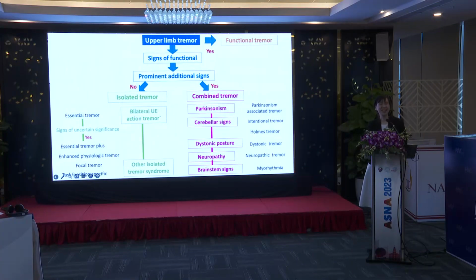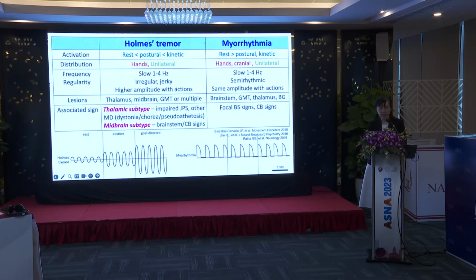Holmes tremor, right? Because this is a combined tremor, which has a tremor with the cerebellar side as well as the brainstem side, and the tremor occurs at rest and increases with action. This is a table that can explain the characteristics of Holmes tremor, which looks like myorhythmia. Holmes tremor and myorhythmia are really slow frequency tremors, which can be irregular and jerky. But in Holmes tremor, it's more sinusoidal like this, and the amplitude increases with action. While myorhythmia like this is a semi-rhythmic EMG contraction with the same amplitude between rest and action.